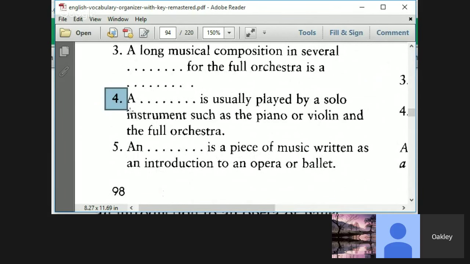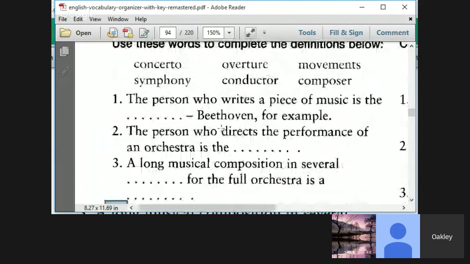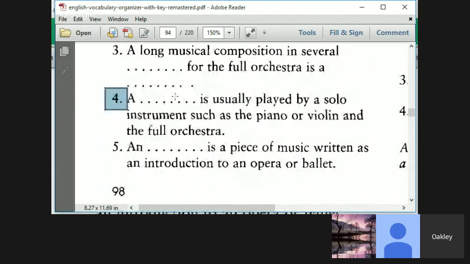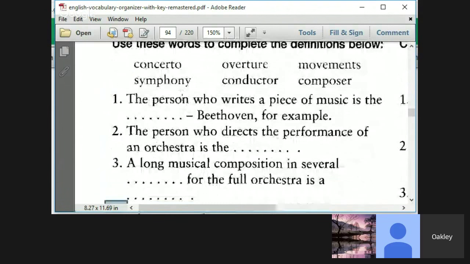Sam, number four. A blank is usually played by a solo instrument such as the piano or violin and the full orchestra. Okay, full orchestra. Of course, it's a part of instrument, right? Yes. It's the name of a type of music. A long symphony. Symphony. Okay.